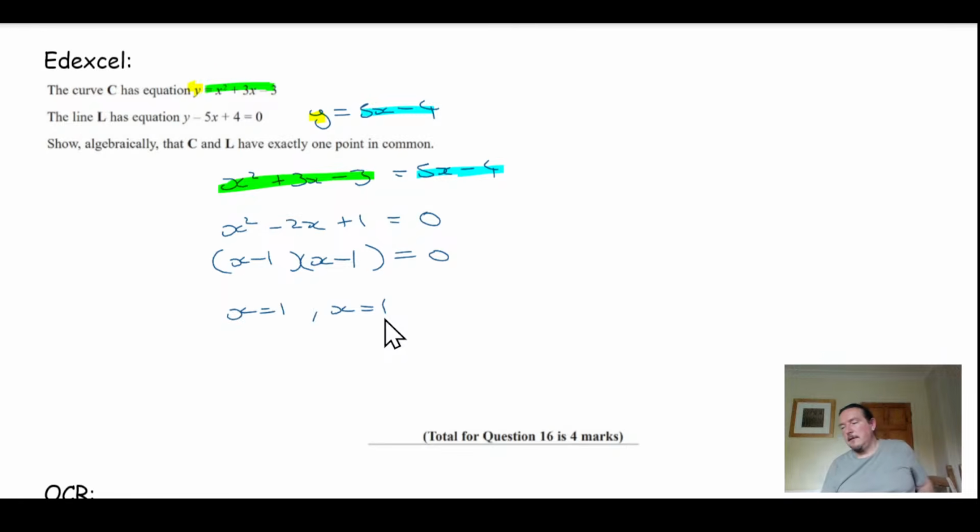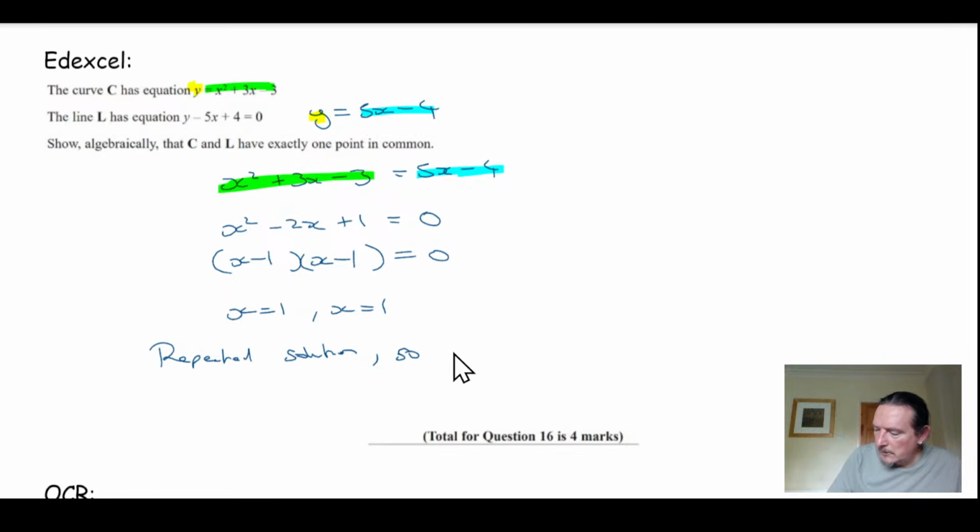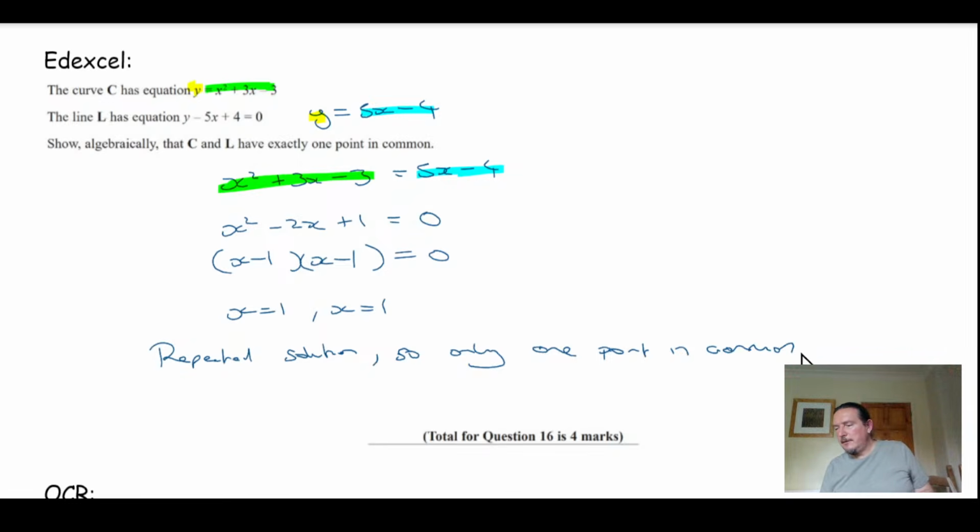So yeah, there we go. It's a show that there is exactly 1 point in common. So because I've got x is 1, it's a repeated solution. So only 1 point in common. Okay, so you don't need to go and find that point. It doesn't say what the point is. That's enough to prove that I've only got one solution, so there can only be 1 point.